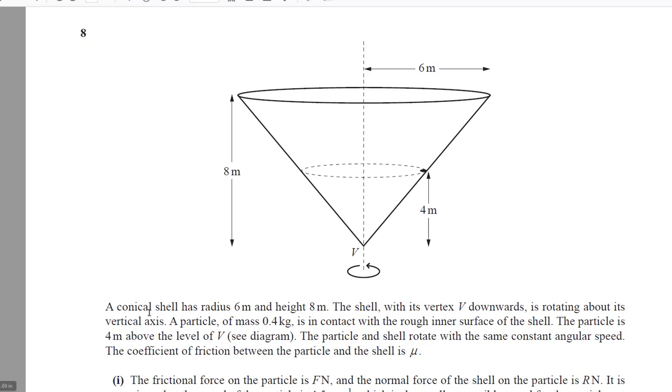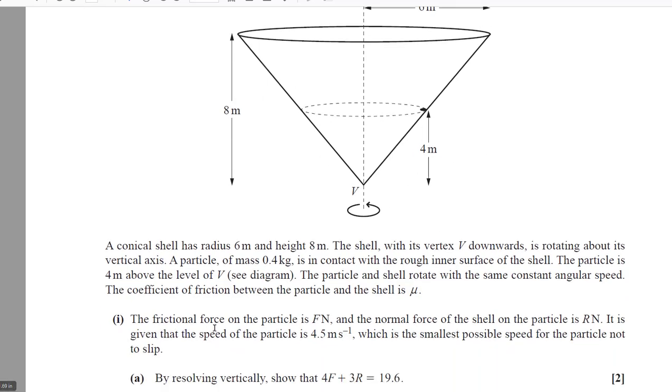In question 8 we've got a conical shell of radius 6 metres and height 8 metres, and a particle of mass 0.4 kilograms is in contact with the rough inner surface of the shell. The particle is 4 metres above the level of V, so it's just here. The particle and the shell rotate with the same constant angular speed and the coefficient of friction between the particle and the shell is mu.